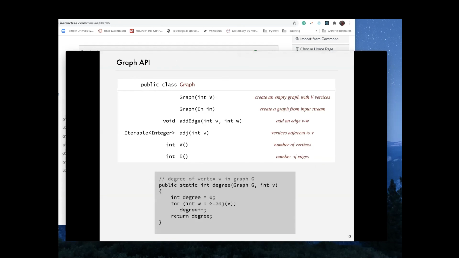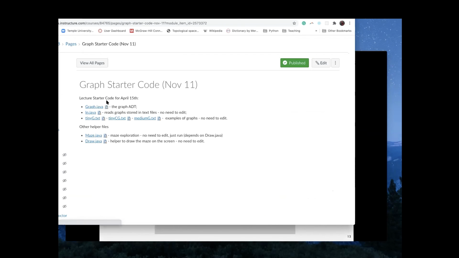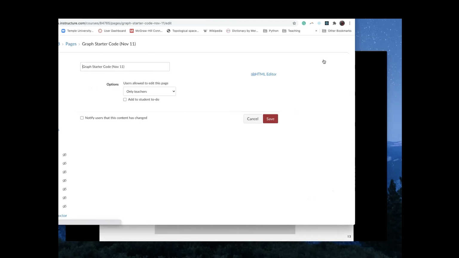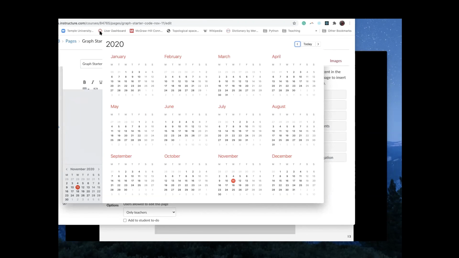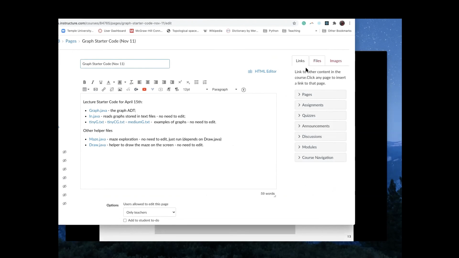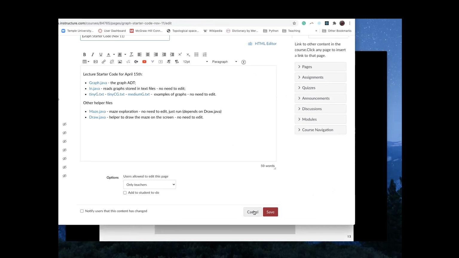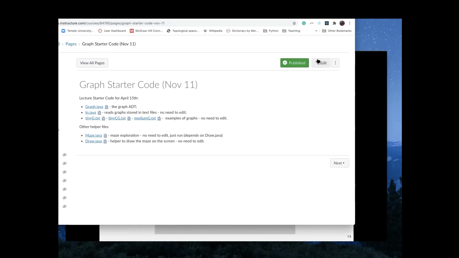Now, unfortunately, we're running out of time at the wrong place because we really wanted to run this and look at the maze and all of it. But if you go now to Canvas, and if you click on this graph starter code, so apparently this is not going to happen today. It's going to happen when? On November 16. So this will be the starter code for November 16. Okay.